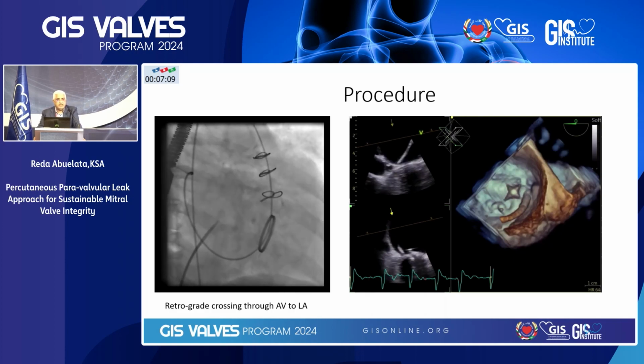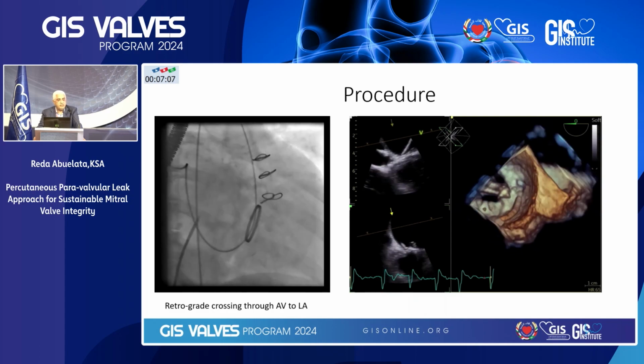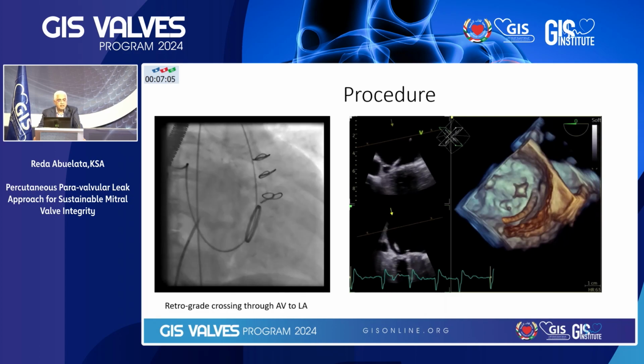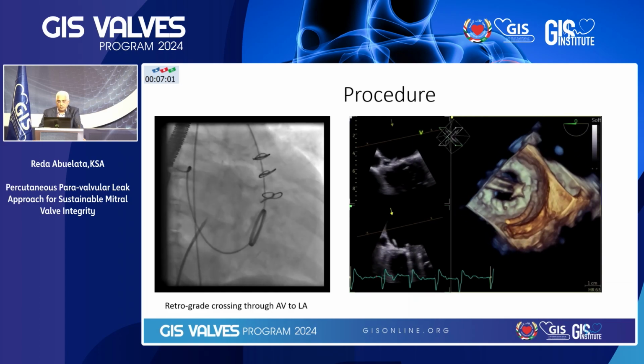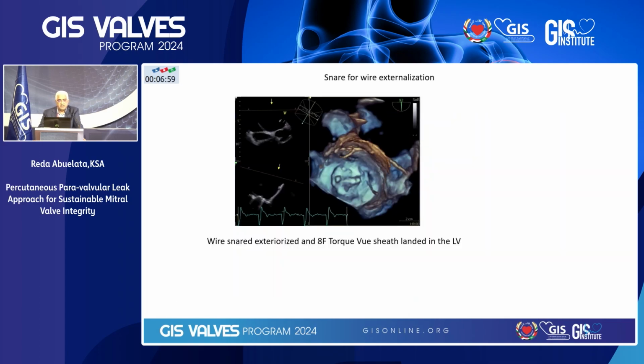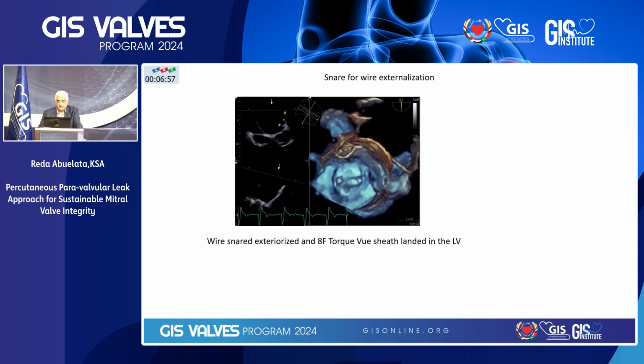We tried to save her apical access. We started with the retrograde access from the aorta. We crossed the defect, and then we went transseptal to snare the wire, to exteriorize the wire, and then to select the device.